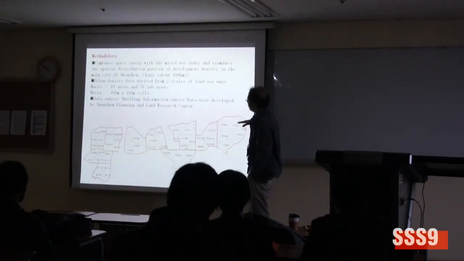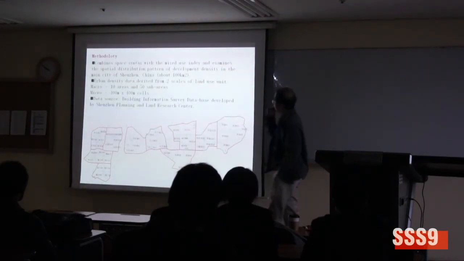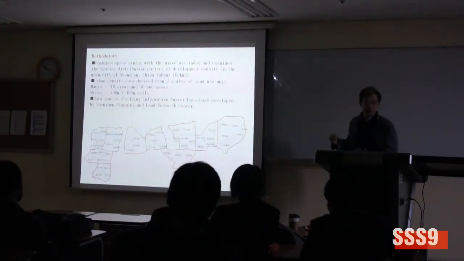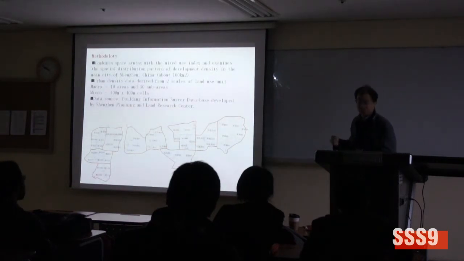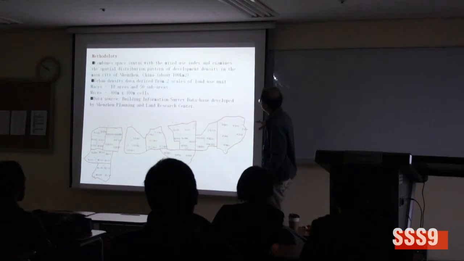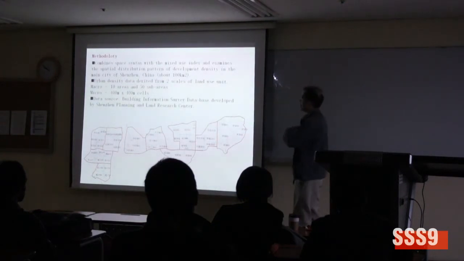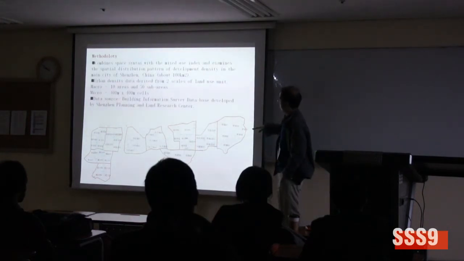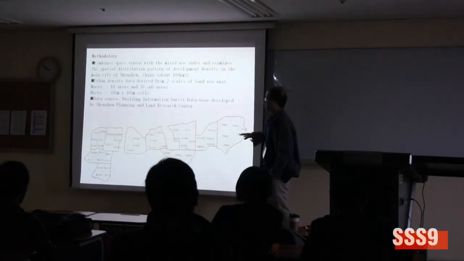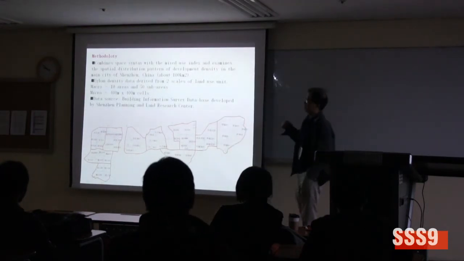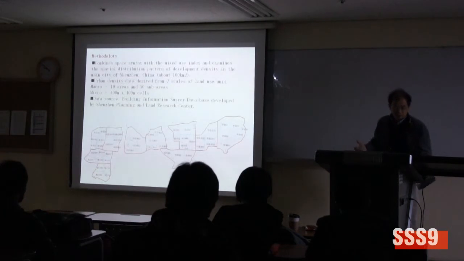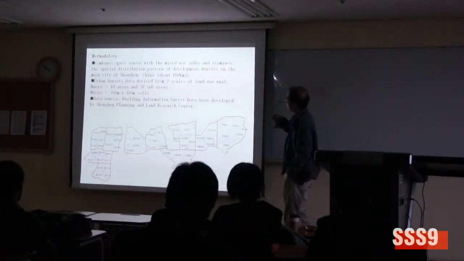The density numbers of buildings and activities are derived from the building information survey database done by the Shenzhen Planning and Research Center. We proceeded the analysis at two levels. At the macro level, the study area was divided into 10 areas, and based on the 10 areas, they are further divided into 50 sub-areas. The red polygon shows the 10 areas, and the blue polygon shows the 50 sub-areas.